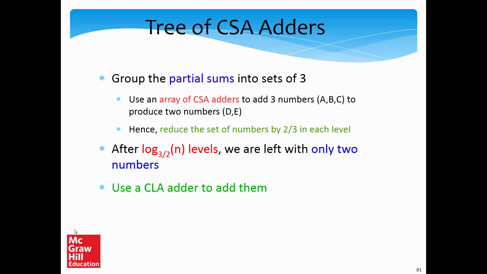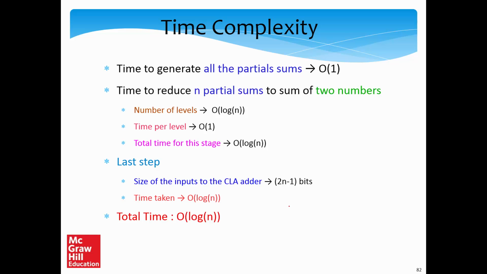This slide only summarizes what we have discussed. Just a quick recap. We use an array of CSA adders to add three numbers to produce two numbers. So we reduce the set of numbers by 2/3 every level, or we divide it by 3 by 2. After log n to the base 3 by 2 levels, we're left with only two numbers. We use a carry look ahead adder to add them. This takes log n time. So the total time as a result is log n. So again, the time complexity is log n. I'm skipping this slide because we have already discussed the content.